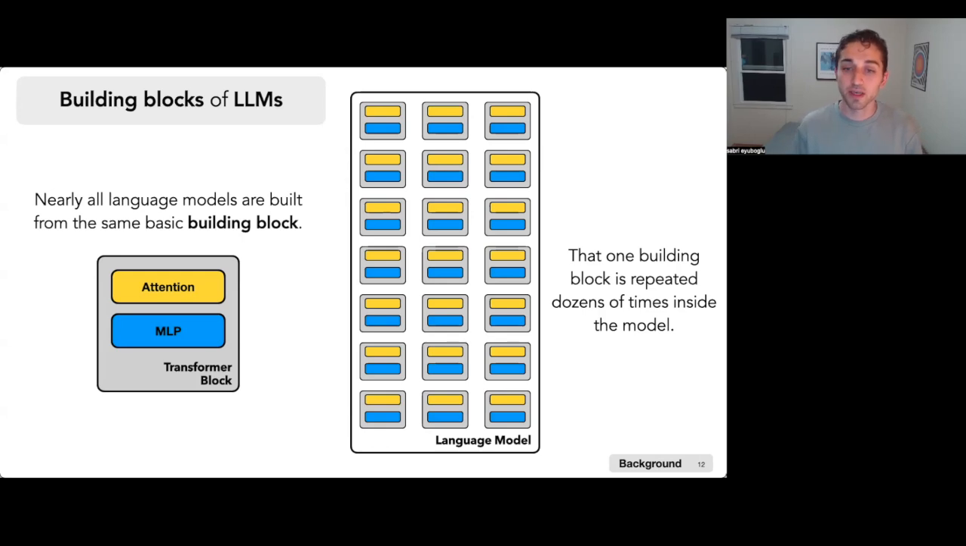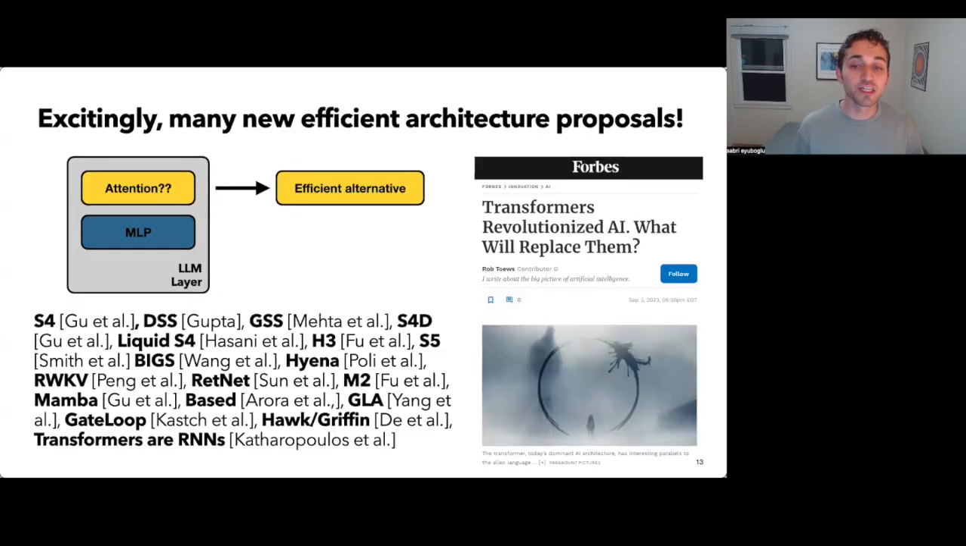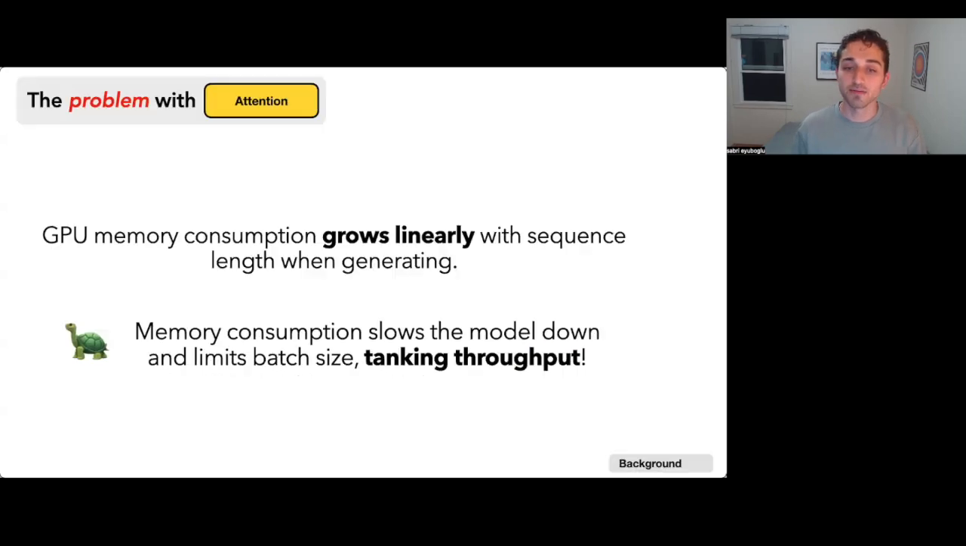As I mentioned, there are tons of new efficient architecture proposals like Mamba, GLA, RWKV. And all of them are specifically focused on replacing the attention operation with something more efficient. So what's wrong with attention? Why does everyone want to replace it? The main issue is that GPU memory consumption grows linearly with the length of the text when using attention. All of this memory consumption limits the throughput of the model because one, it reduces the batch size that you can use, and two, it also increases the traffic on bandwidth connecting the GPU memory to cores.